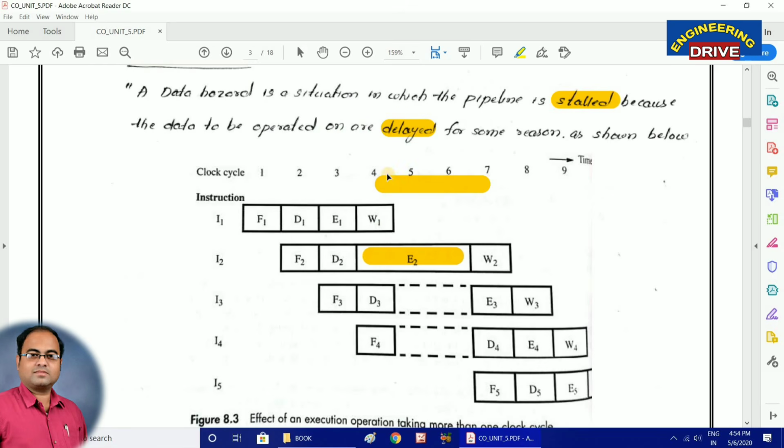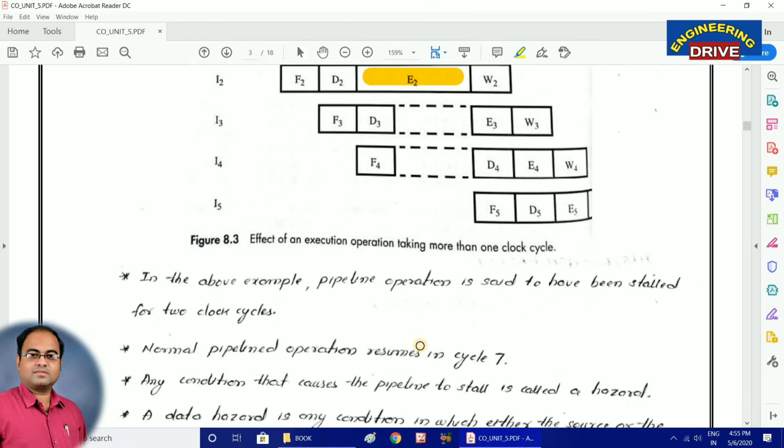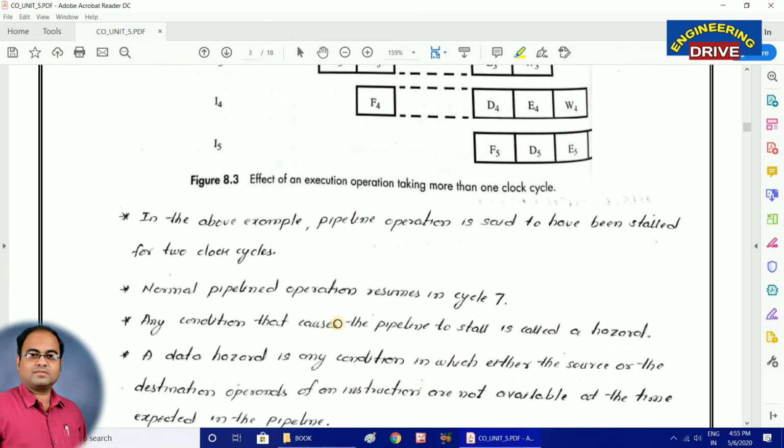Actually the E2 must be executed at the end of the fourth cycle only. But E2 completes its execution at the end of the sixth cycle, so there is a delay of 2 cycles in this one. Because of this delay, the pipeline will get stalled. Okay. Now we will take one more example to understand this concept of pipeline, my dear students.